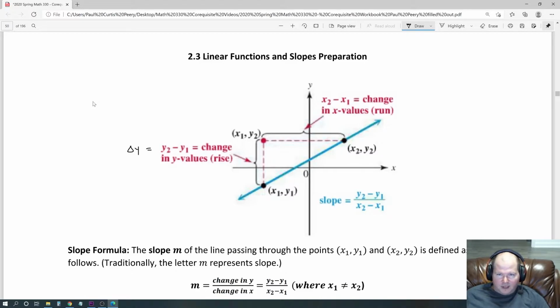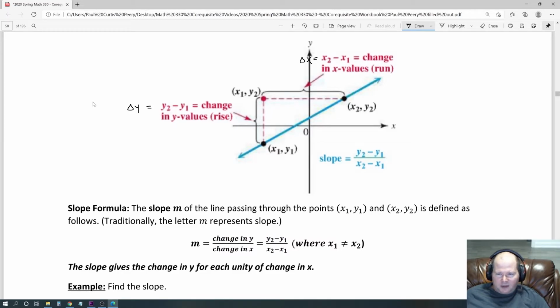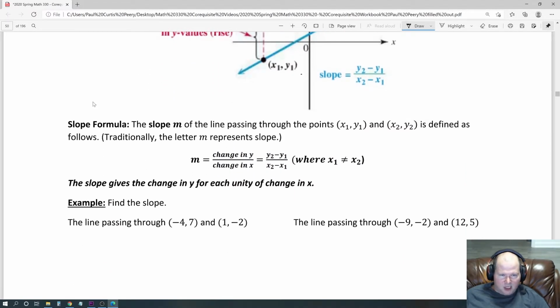And how do you find the difference in the x's? Well, you would subtract. You would find the difference in the x's, and that would give you your run. So the difference in the y's will give you your rise, and the difference in the x values will give you your run. Okay, and that's how you come up with this formula right here. So the slope formula is y2 minus y1 over x2 minus x1. And we're going to use m to represent the slope in this equation right here.